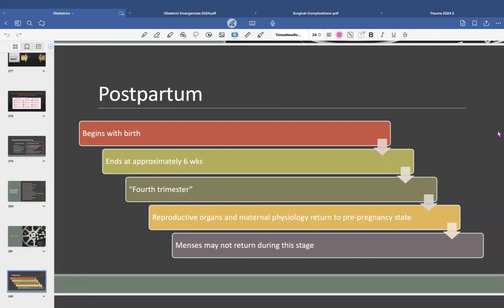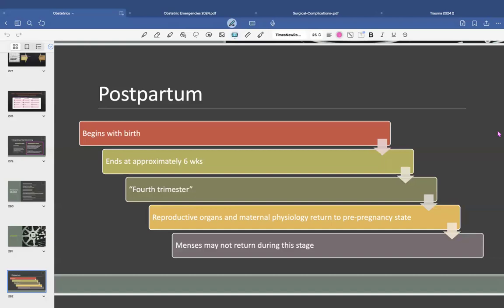Postpartum begins with the birth. So baby is out, and this begins our postpartum period. It ends at approximately 6 weeks. Like we said, some doctors call this the fourth trimester. Reproductive organs and the maternal physiology begin to return to their pre-pregnancy state. The menses may not return during this stage. So in the first 6 weeks, mom might still get a break and not have to return to a menstrual cycle just yet.